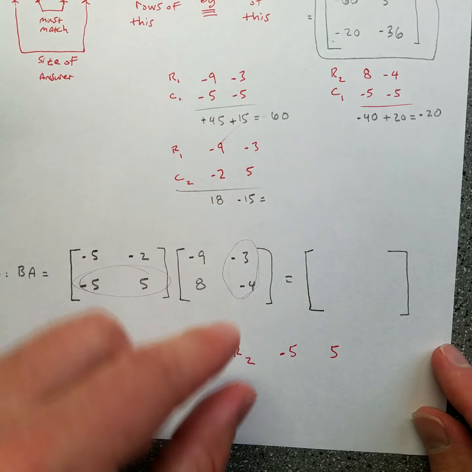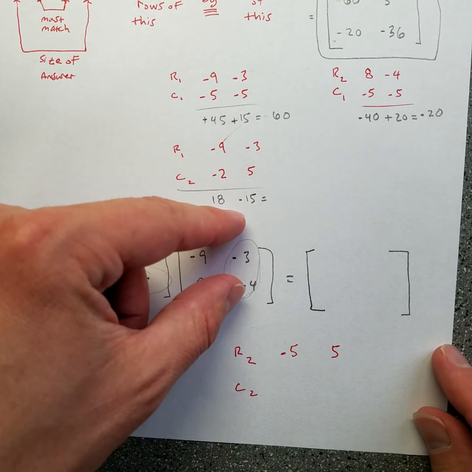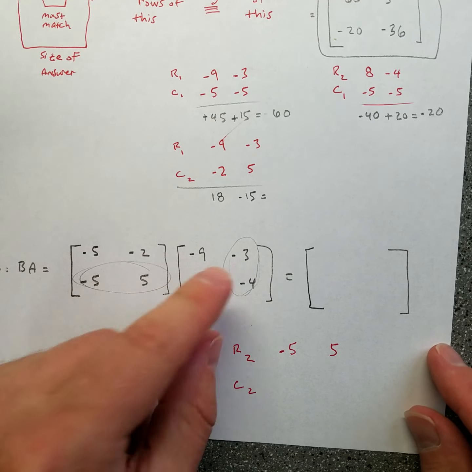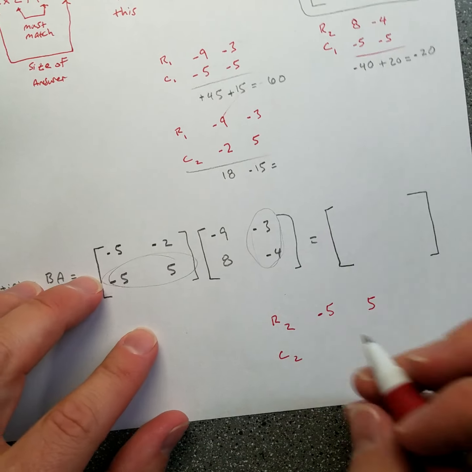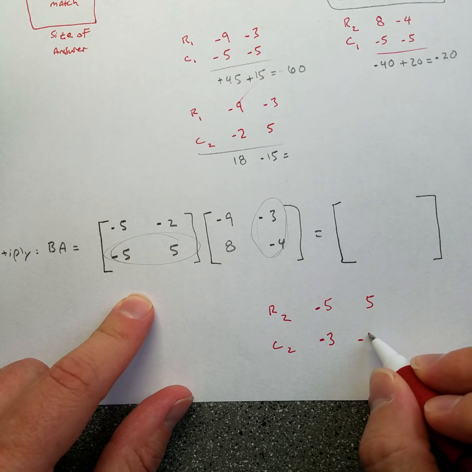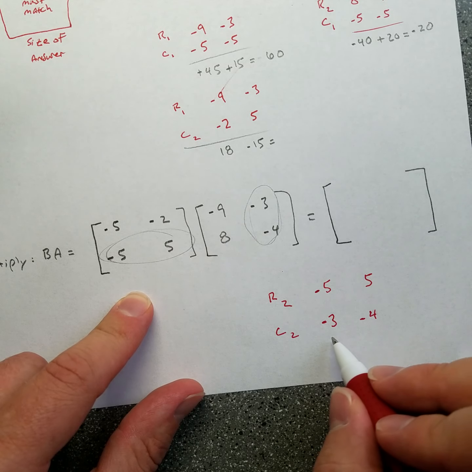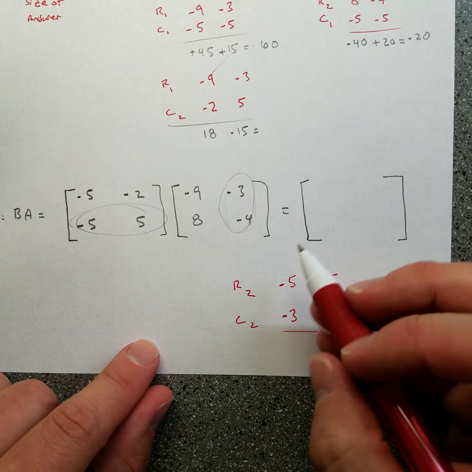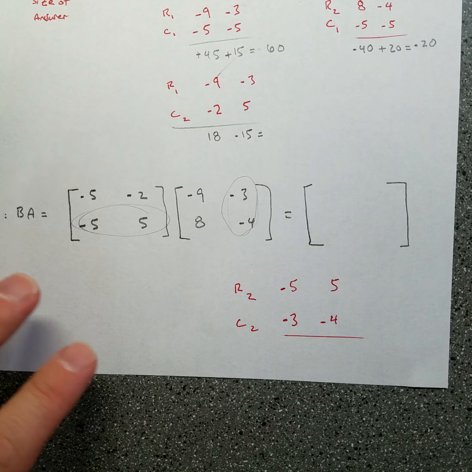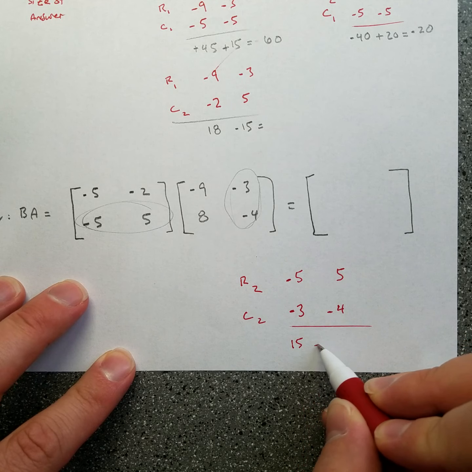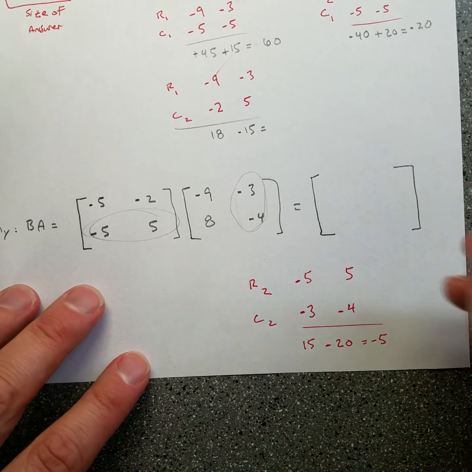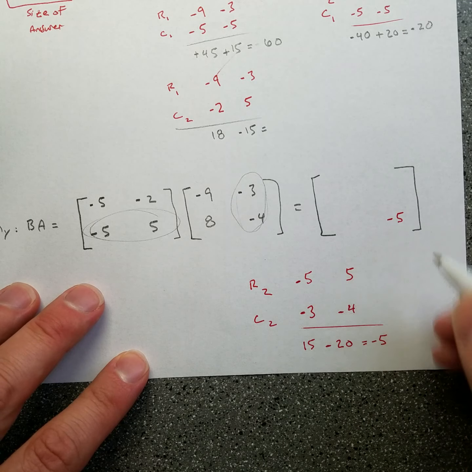How we multiply that row by this column is to take this, turn it like that, and see how it fits on top of this one. The negative 3 will be going right on top of the negative 5, and the negative 4 will go on top of the 5. Okay, and then we multiply according to how they would fit onto each other, and we combine our results. So we're going to get 15 right here. Then we're going to get negative 20, so that's going to be negative 5. Okay? So that result should be negative 5 right there.